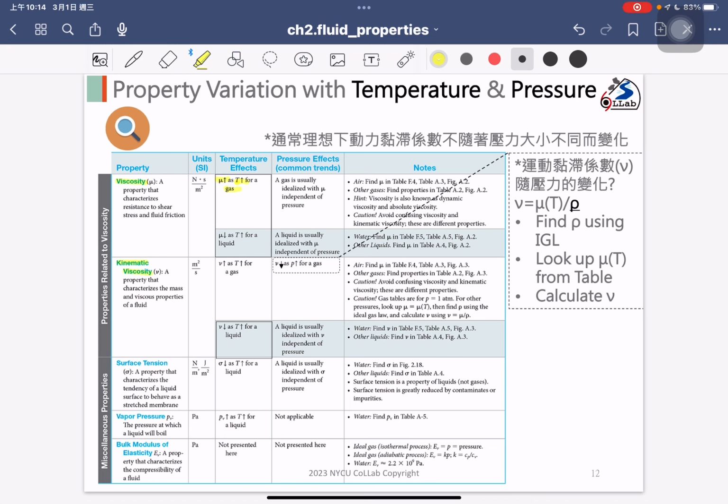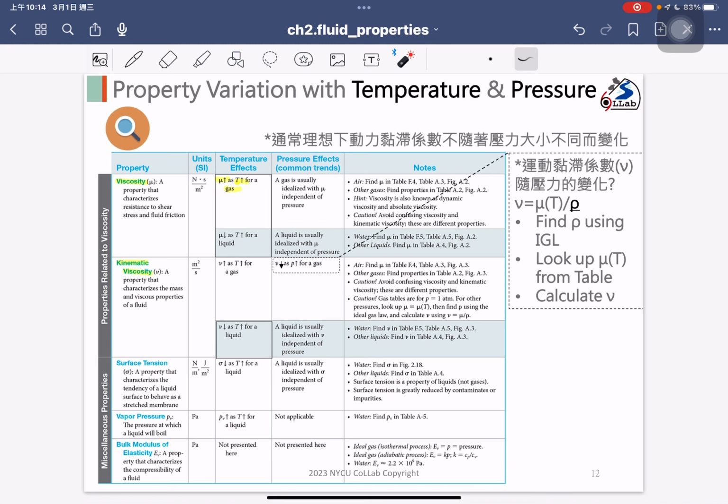Okay, so the idea is, for the temperature increase, the interaction force between two molecules will increase. That will also result in the viscosity increase. Okay, so that's the reason the temperature increases and then the viscosity also increases, especially for the gas.